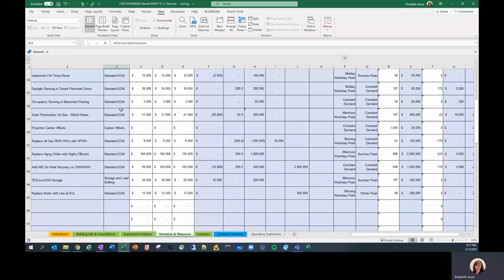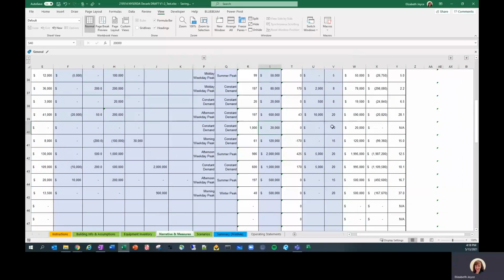You can also enter carbon offsets as a distinct measure. This is a proactive carbon offset purchase. For example, if you have a certain amount of funding set aside to purchase carbon offsets every year. If you're entering carbon offsets as a measure, you obviously don't need to indicate any particular energy savings associated with that measure, but you will need to enter the capital cost associated with that purchase, as well as a lifetime, which indicates for how many years you plan to purchase those offsets, 1 year, 2 years, or more.